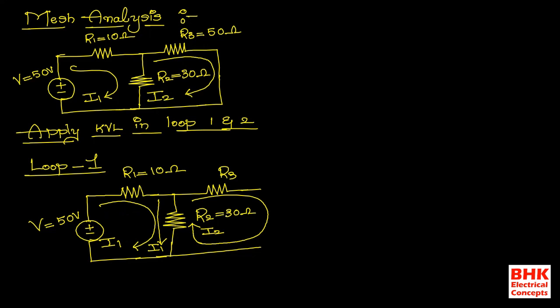Okay, now here when we are writing the expression from for loop 1, the difference of current is always I1 minus I2, and when we are writing the equation for loop 2, the difference is always I2 minus I1. Okay, now just apply Kirchhoff voltage law in loop 1. Now see here, apply KVL in loop 1.